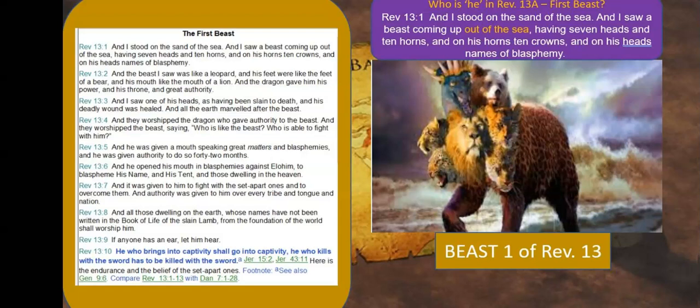You're going to learn in chapter 7 of Daniel that wounding took place in 1798. So you could take your pencil and put in 1798 right there, because there was a wound given in 1798. All right? So that means that John has already taken you through a lot of events right up to 1798, right there. And then he says, and his deadly wound was healed.